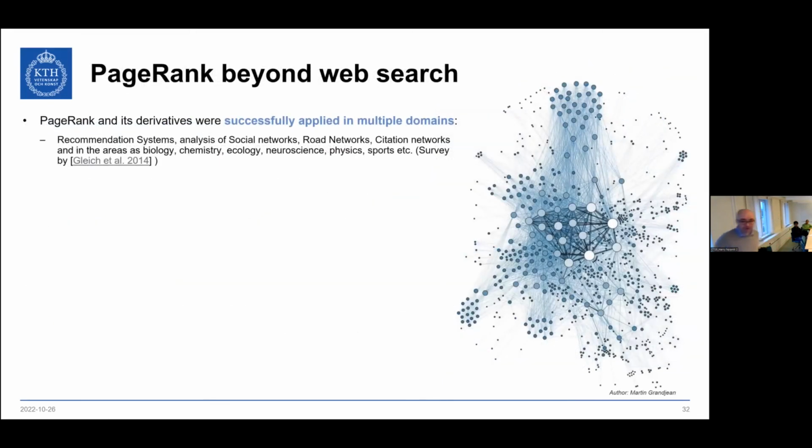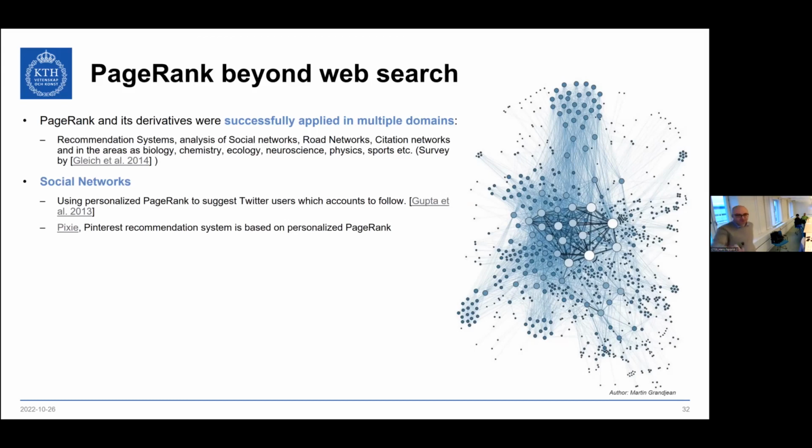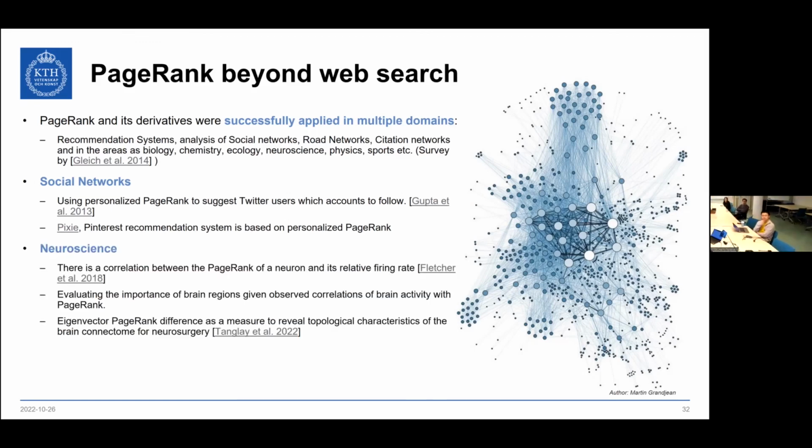So now, to finish, because I'm over time: PageRank and its derivatives, over the last 20 years, have been found in many places, from social networks, road networks, citation networks, to biology and chemistry. Just some examples: as we saw, at some point Twitter used personalized PageRank to recommend which users to befriend. Pinterest had the Pixie system, which was also based on personalized PageRank. Neuroscience found that there is a correlation between the PageRank of a neuron and its relative firing rate. I have no idea, but apparently it is true. And then you can evaluate the importance of brain regions given observed correlations of brain activity with PageRank. Yeah, maybe, I don't know, but it seems so.